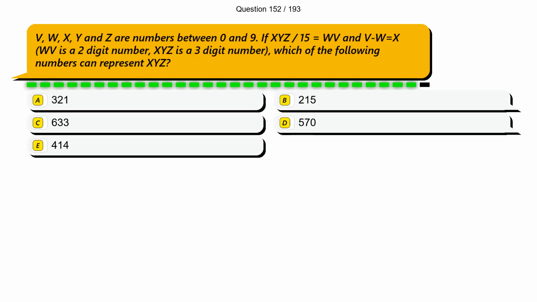Question 152. V, W, X, Y and Z are numbers between 0 and 9. If XYZ/15 equals WV and VW equals X, WV is a 2-digit number, XYZ is a 3-digit number. Which of the following numbers can represent XYZ? Option A 321, option B 215, option C 633, option D 570, option E 414.